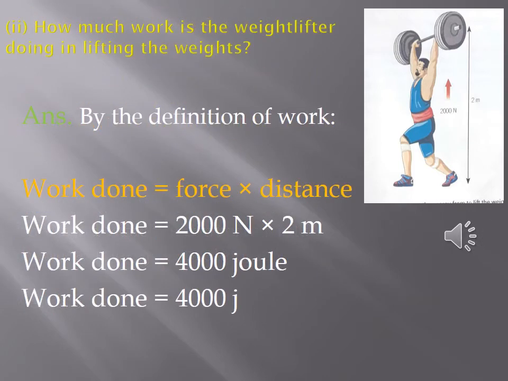Part 2. How much work is the weightlifter doing in lifting the weights? Its solution is, as mentioned in the given figure, the weightlifter is applying a force of 2000 Newton and lifting the weights through a distance of 2 meters. Now by the definition of work, work done is equal to force multiplied by distance moved, or work done is equal to 2000 Newton multiplied by 2 meter, or 4000 joules, or work done is equal to 4000 J.